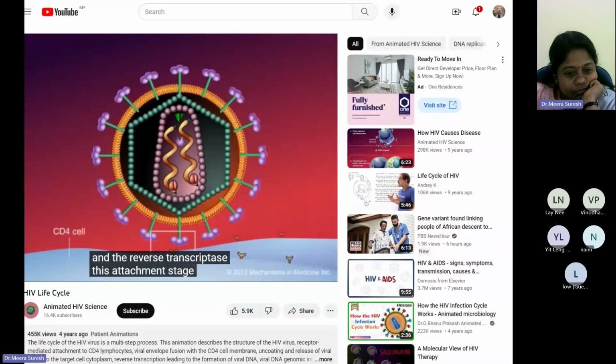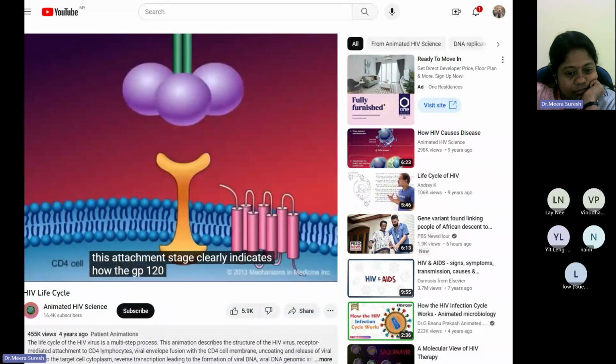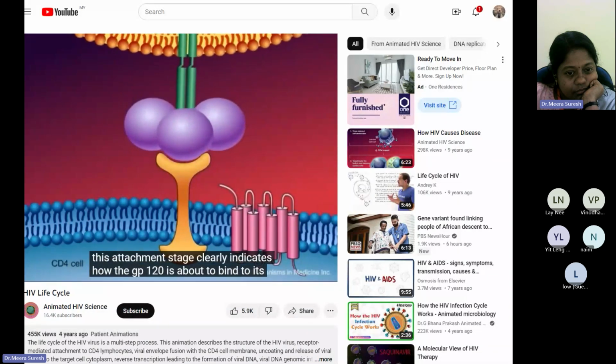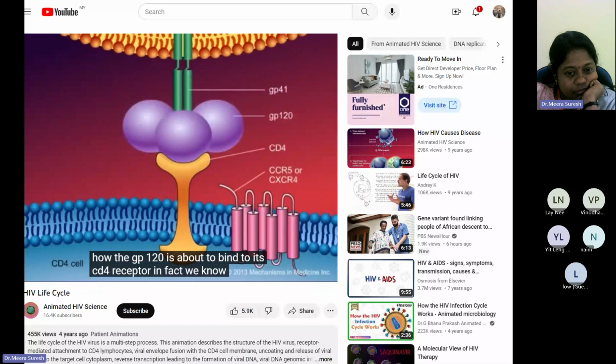This attachment stage clearly indicates how the GP120 is about to bind to its CD4 receptor. In fact, we know that there are other receptors as well that can be involved with HIV entry into target cells. We term these other receptors the co-receptors, and there are actually two of those. One of these is termed CCR5, and the other is termed CXCR4. And these are responsible actually for the entry of viruses into lymphocytes and macrophages respectively.